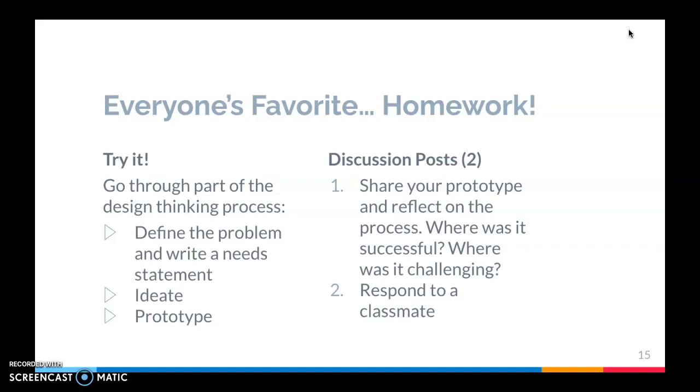All right, so then discussion posts. There's going to be one original post and one response post. So you're going to share your prototype, your proposed solution, and then reflect on this process. So answer the questions, where was it successful and where was it challenging? And then you're going to do a response post to a classmate.